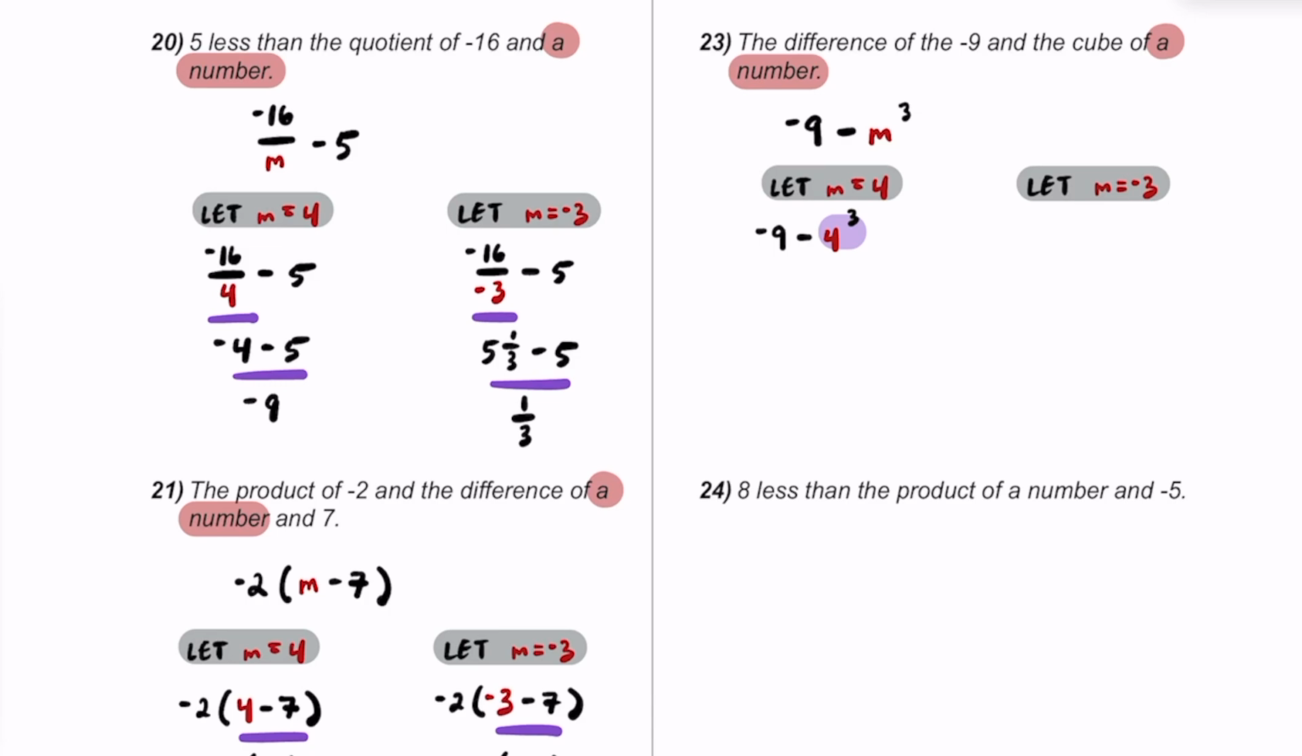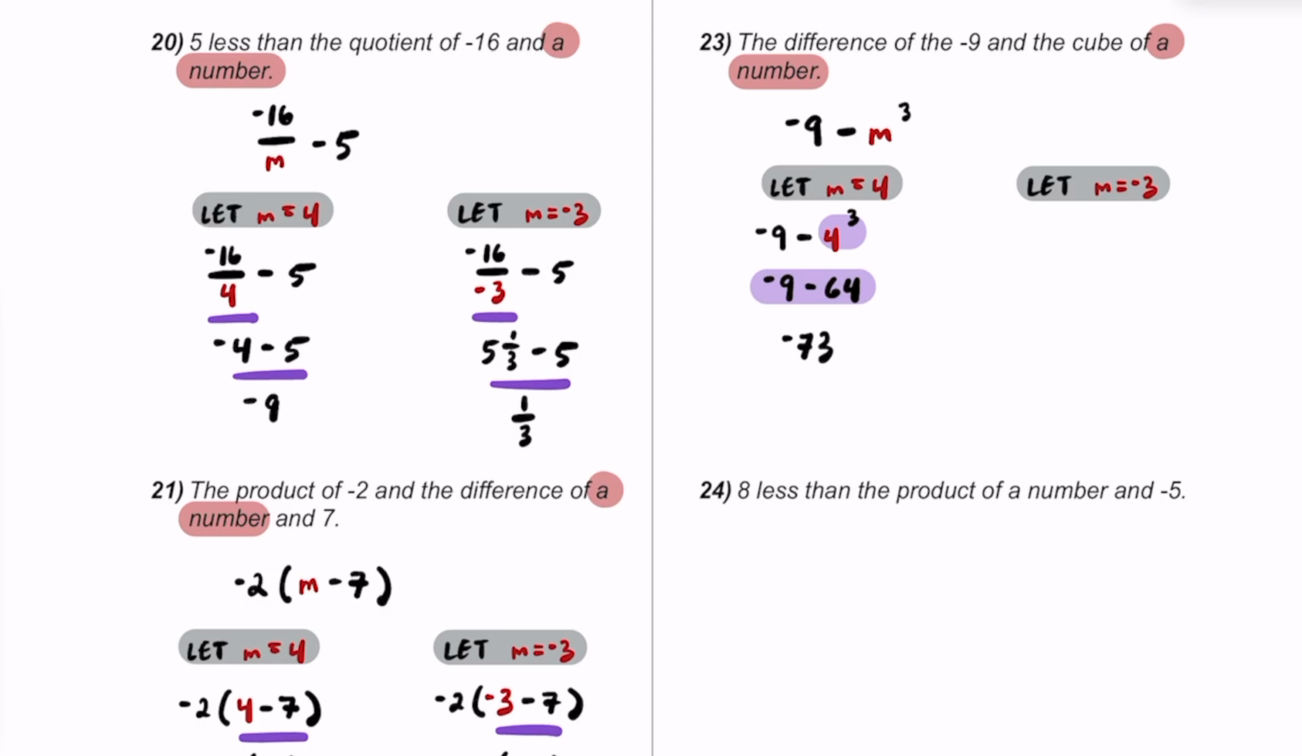So if we do this 4 to the third power, that's 4 times 4 times 4. 4 times 4 is 16. 16 times 4 is 64. So we're going to have negative 9 minus 64 here. And if we go ahead and figure out what negative 9 minus 64 is, that's negative 9 plus negative 64. So that's going to be negative 73. All right, so that would be the value of this expression if m is equal to positive 4.